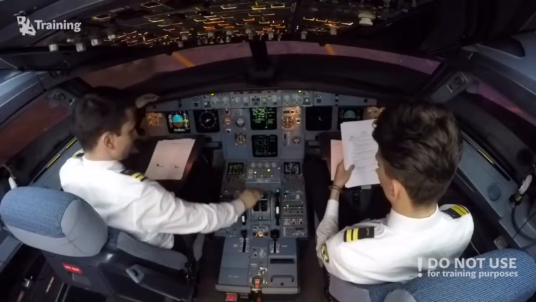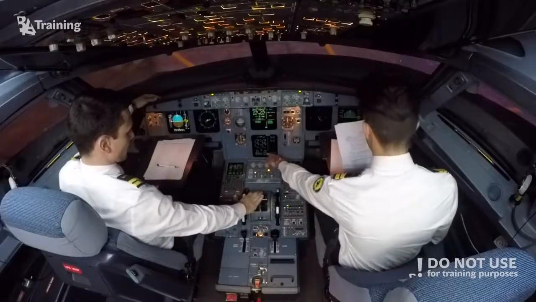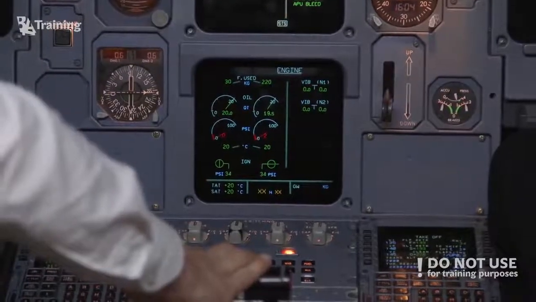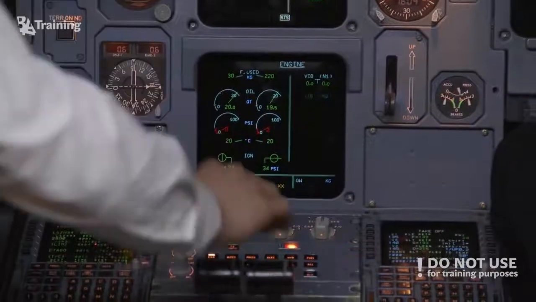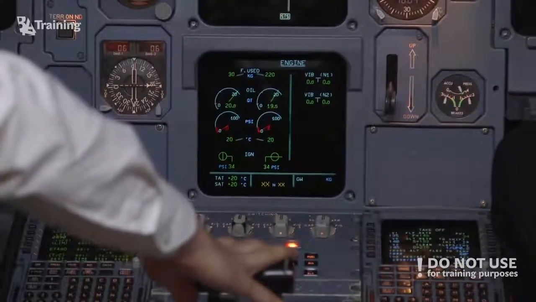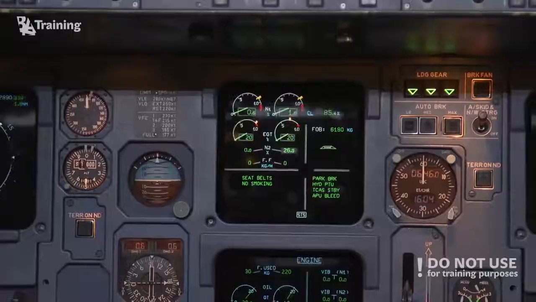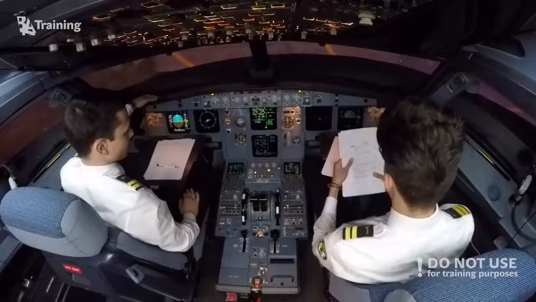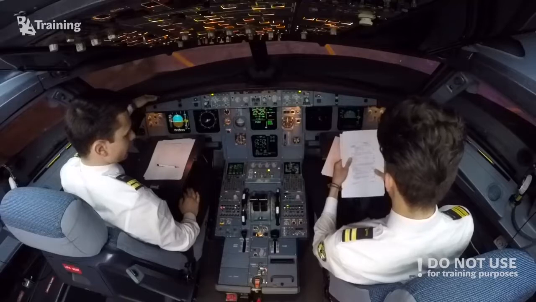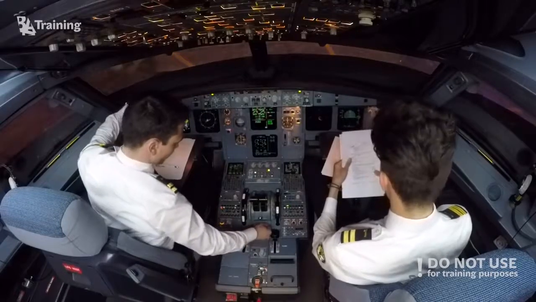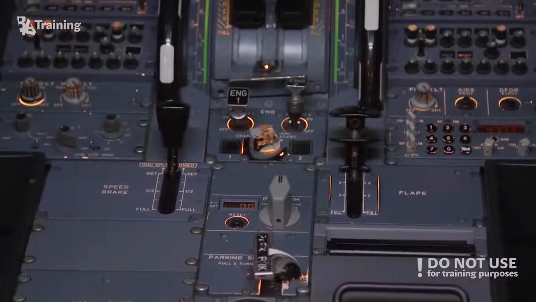This is the start valve. Yep. Oil pressure increase check. Slowly increasing. Yep. N2 increase check. N2 increasing. Yep. When N2 reaches 22% or the maximum motoring speed, engine master on. Engine number 2 master on. Chronometer on.